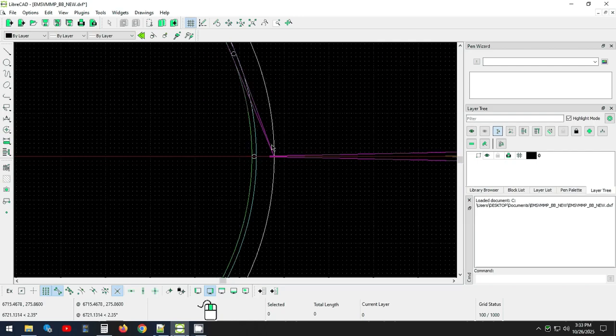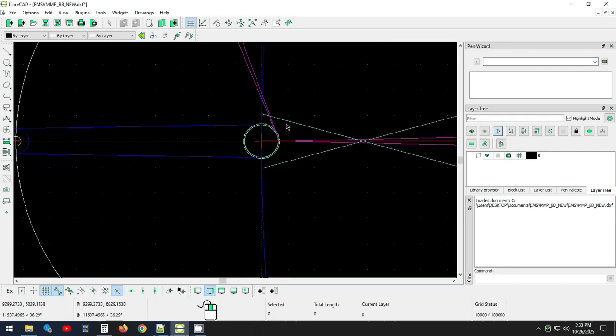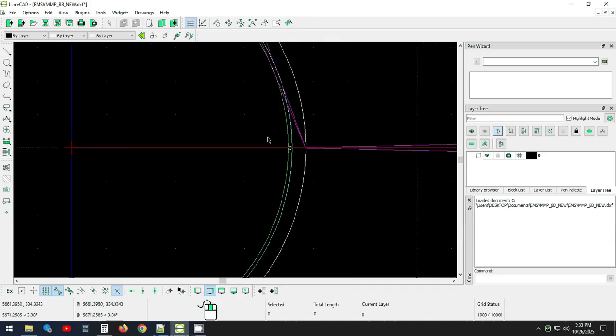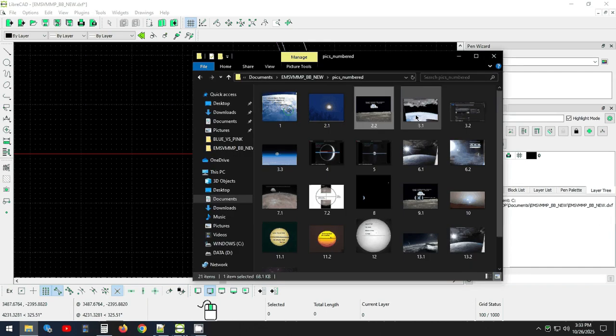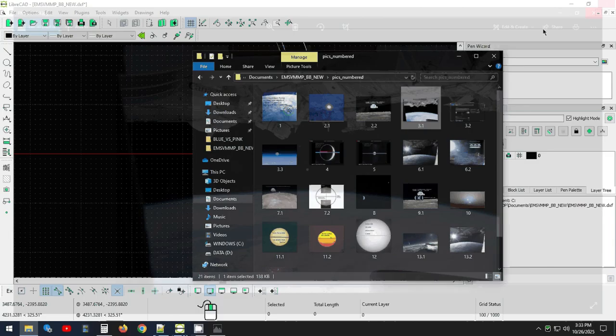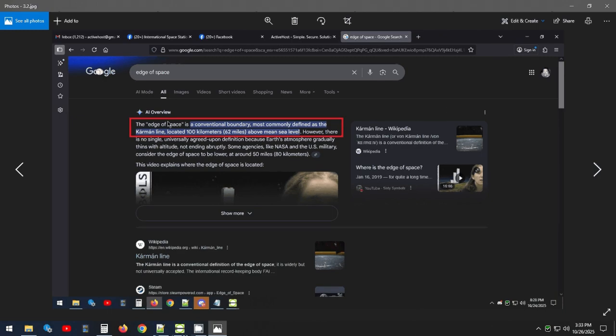So what I did was I needed to find the distance from the Earth to the Moon. In order to do that, take a look at this photo. This is from the International Space Station. This here in the center would be the Moon, and as you can see the nice blue sky here, like the curvature on the edge of outer space. So if we go to here, the edge of space is a conventional boundary most commonly defined as the Kármán line, located 100 kilometers above mean sea level.